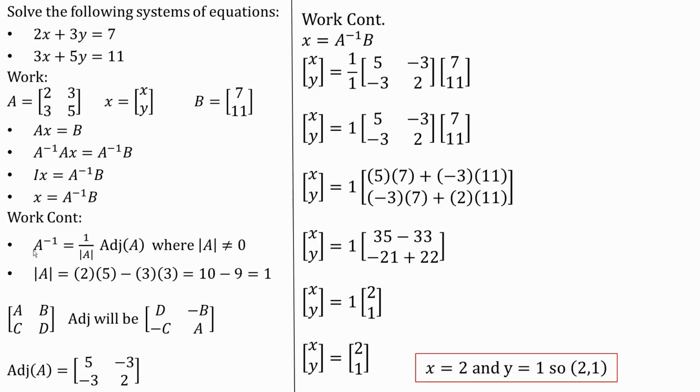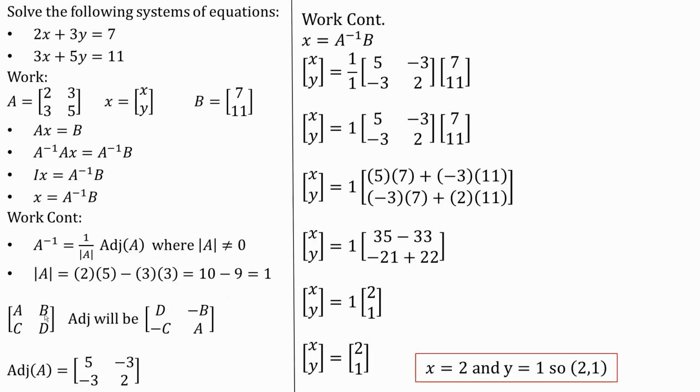Now the inverse of matrix A would correspond to this formula here: 1 divided by the determinant times the adjugate of matrix A, where the determinant of A cannot equal 0. So let's do the determinant. 2 times 5 is 10, minus 3 times 3. So 10 minus 9 would give us 1. So the determinant is 1.